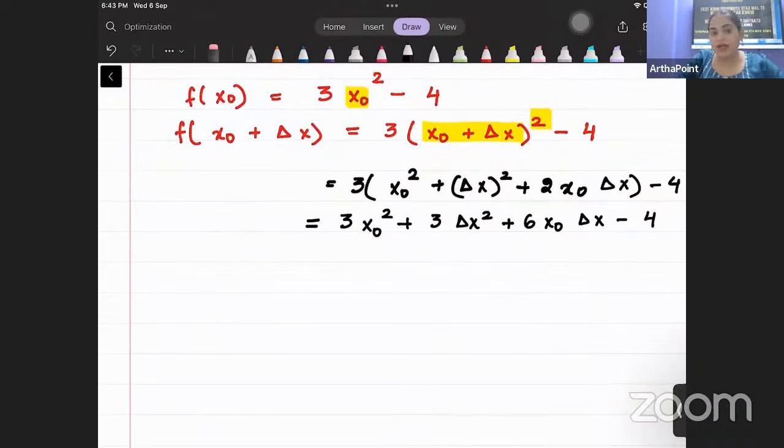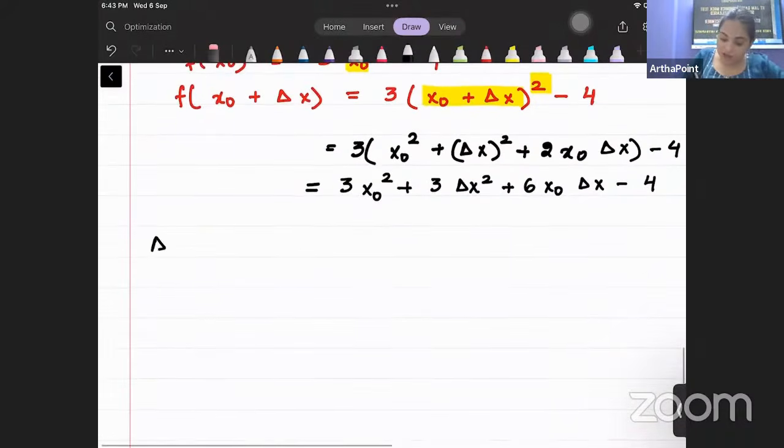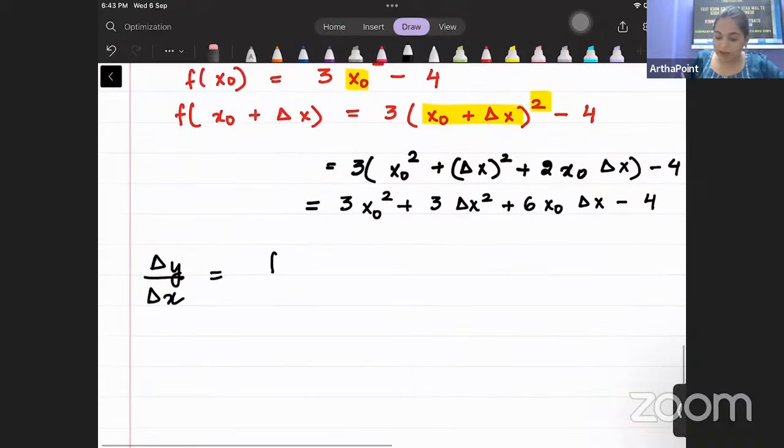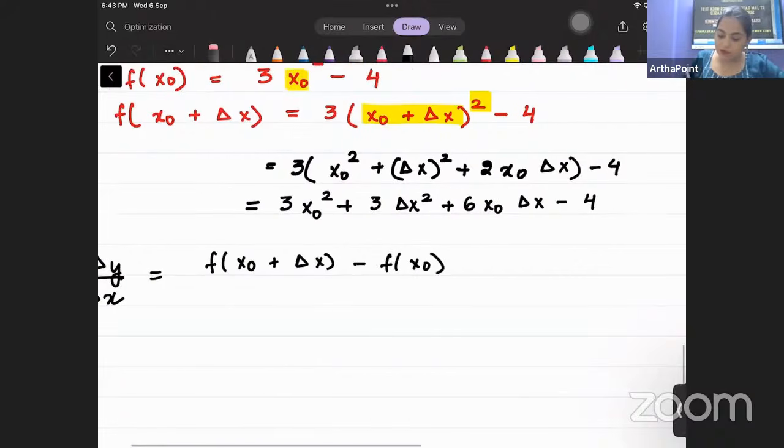हमने क्या formula निकाला अभी to find out the difference quotient? It is change in y upon change in x. है ना? That's the formula I have used. So beta, change in y was what? F of x naught plus change in x minus f of x naught.